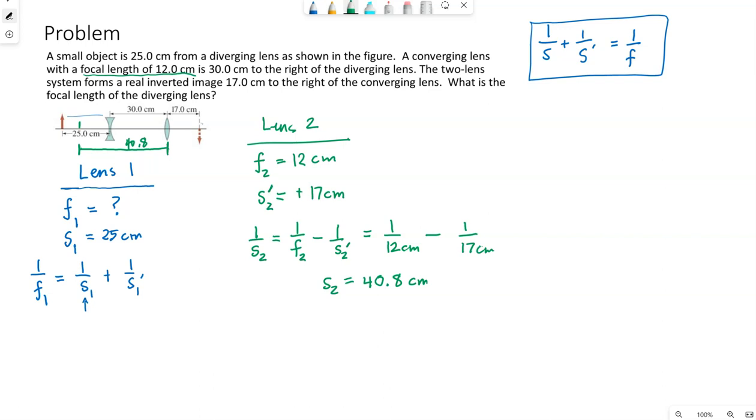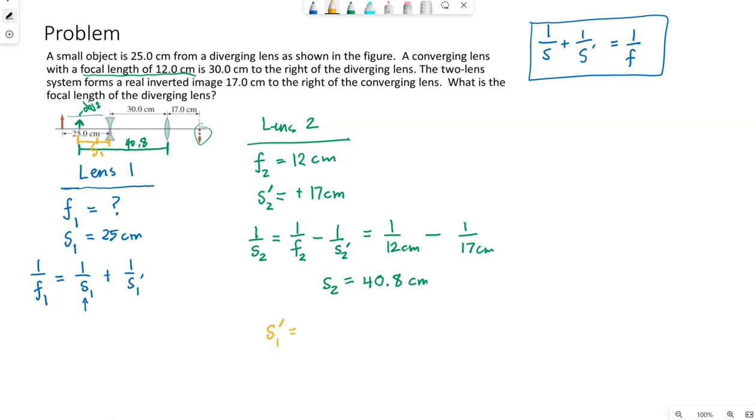We were told this image was inverted, which means this object was upright, in order for that final image to be inverted. Okay, object two is image one. So that is the image, or where the image would be, that was created by that diverging lens. Now we cannot use 40.8 as S1 prime. S1 prime needs to be measured from lens one to that image.